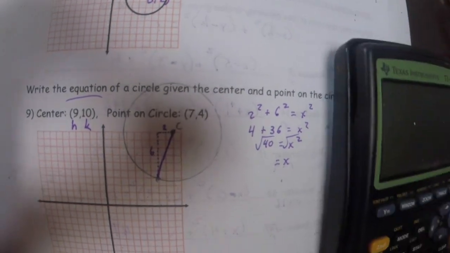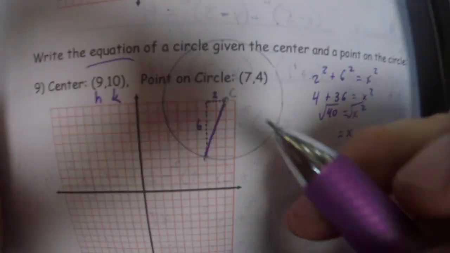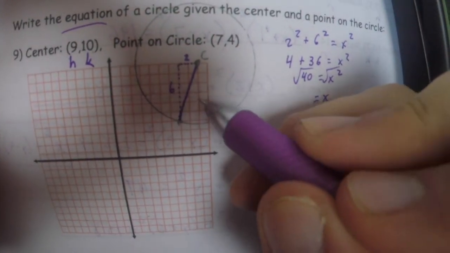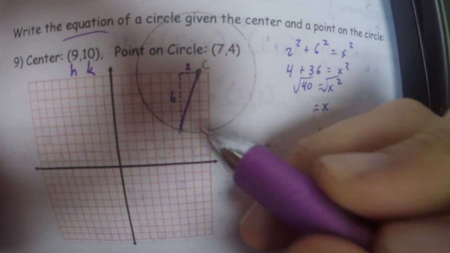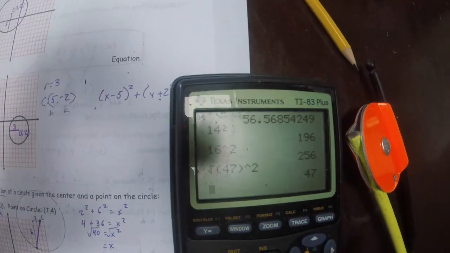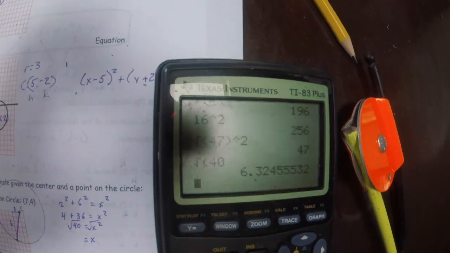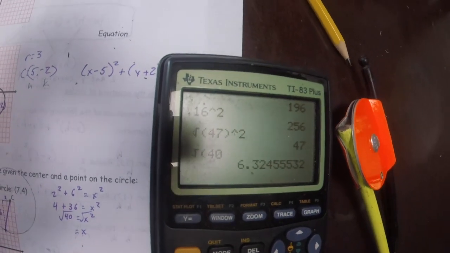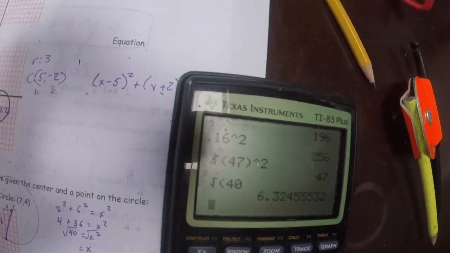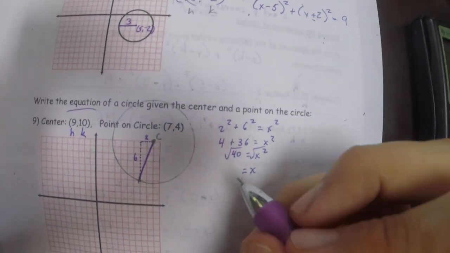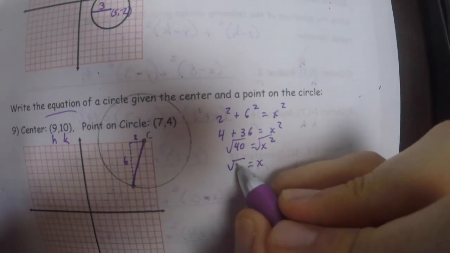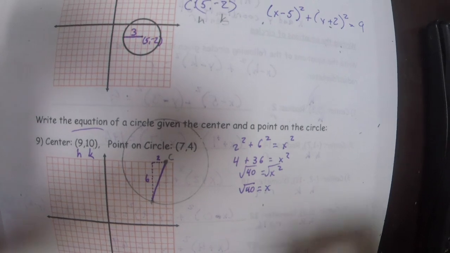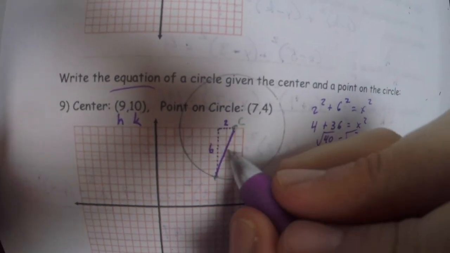Now, really quick, what did we say that the radius was going to be? It was going to be 1, 2, 3, 4, 5, 6, and a little bit. So radical 40 is 6.32, which qualifies as a little bit. All right, now for the sake of this, we're going to just leave it as radical 40. Okay, that's how long the radius is.